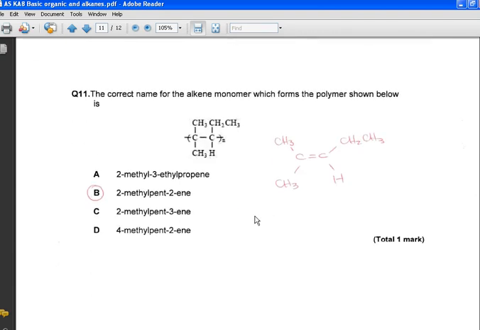And then again, this seemed to cause some confusion. Correct name for the alkene monomer. Alright, so you've got to recognise what the monomer is. So you're putting your double bond in here, and then just draw it out. Your CH3, CH3, C double bond. Put your double bond first, stick the bits that are attached to the chain, and then count up the chain: 1, 2, 3, 4, 5. So there's a methyl group here, and you've got your double bond. So the double bond is on carbon number 2, and so is the methyl group.